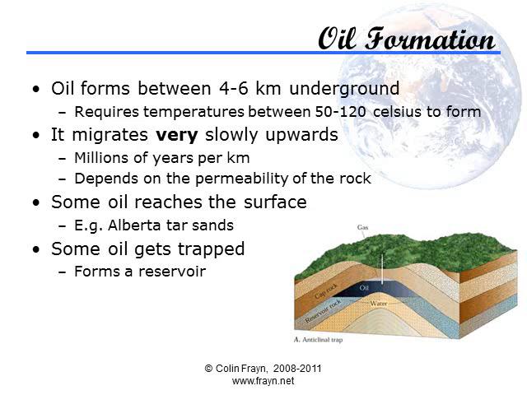There's some more information on this slide about the sort of conditions required for oil formation. Basically, it forms between 4 to 6 kilometres below the ground and requires warm to hot temperatures of between 50 and 120 Celsius. Oil migrates upwards very slowly indeed, in the order of several million years per kilometre of rock. Some oil gets trapped in a reservoir underground and some seeps to the surface.